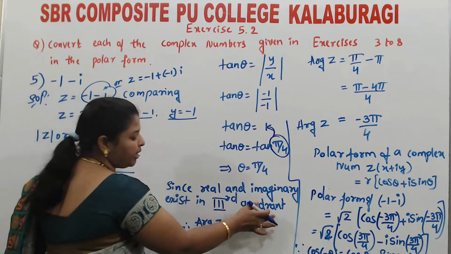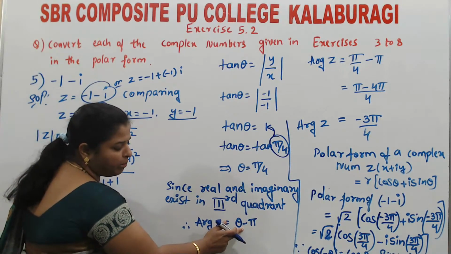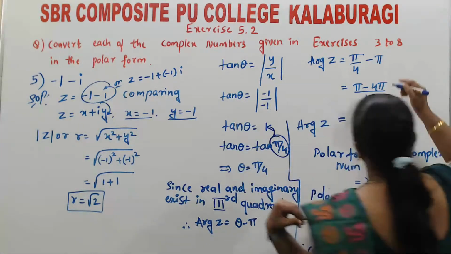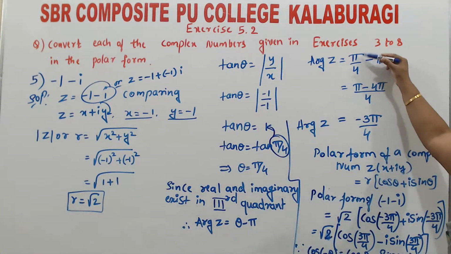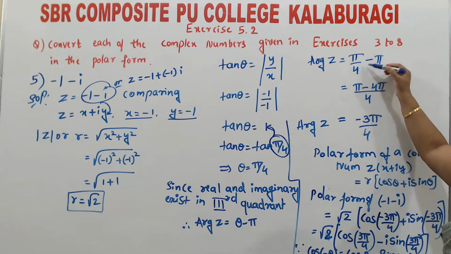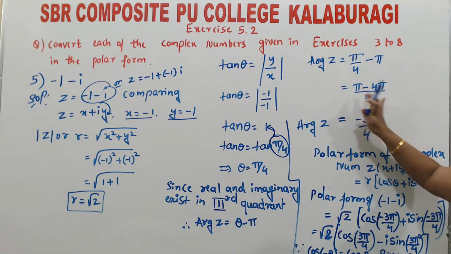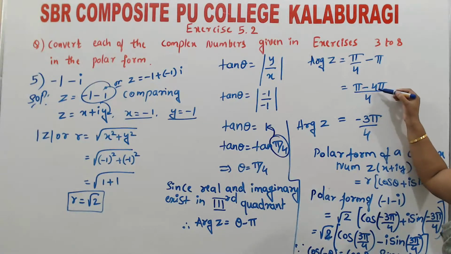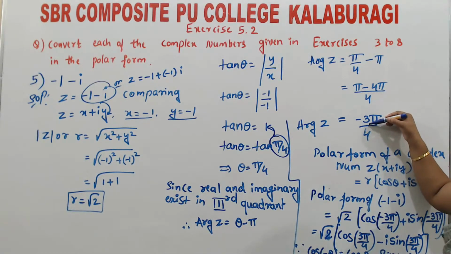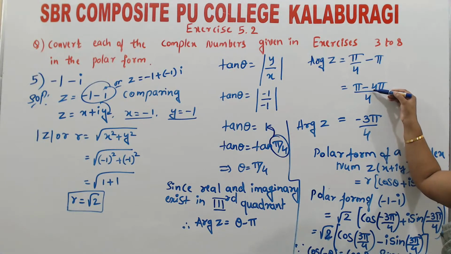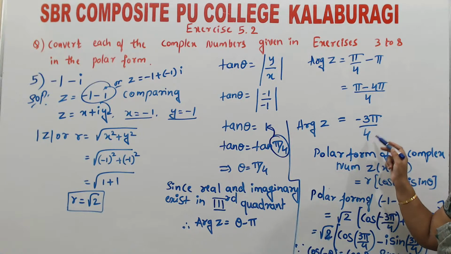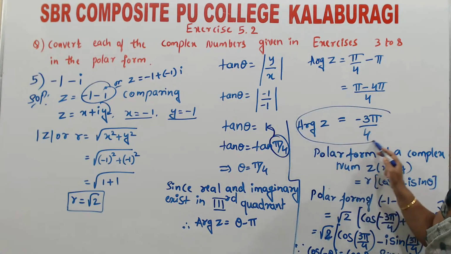In the third quadrant, how do we write the argument of z? Argument of z is theta minus pi, right? Already we know the value of theta. What is our theta value? Pi by 4. Pi by 4 minus pi. 4 is our LCM. The numerator is pi minus 4 pi, which is equal to minus 3 pi. The minus value is greater than the plus value. That's why minus 3 pi by 4. This is our argument of z.